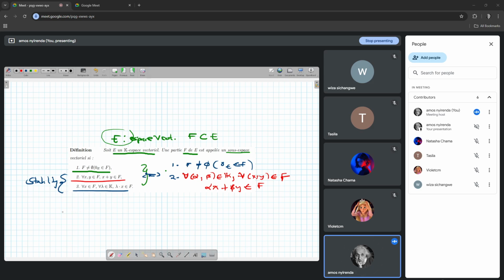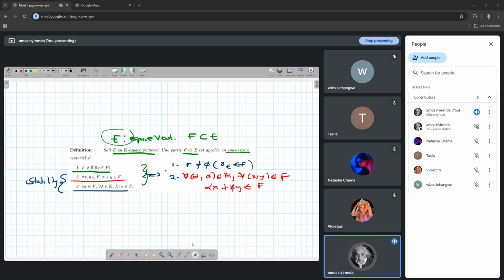And then if some set F is a sous-espace vectoriel of another espace vectoriel, automatically it is going to be what? It is also going to be an espace vectoriel. A sous-espace vectoriel is also an espace vectoriel. So if you want to show that some set F is an espace vectoriel, all you have to do is to show that F is a sous-espace vectoriel of another espace vectoriel.